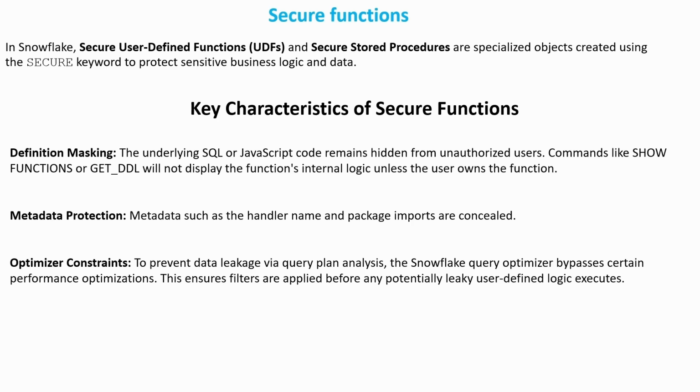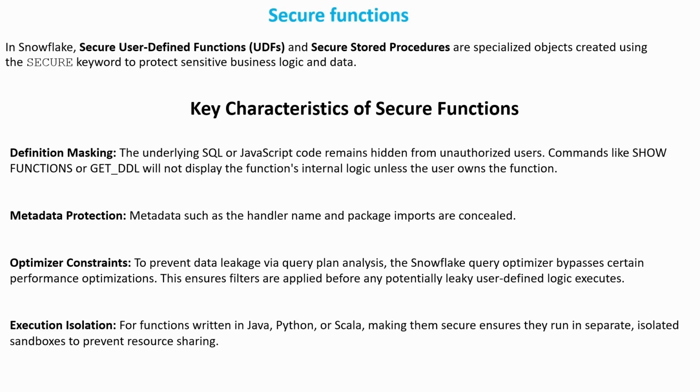The Snowflake Query Optimizer bypasses certain performance optimizations. This ensures filters are applied before any potentially leaky UDF user-defined logic executes. Last one is it supports execution isolation for functions written in Java, Python, or Scala. Making them secure ensures they run in separate, isolated sandboxes to prevent data sharing.